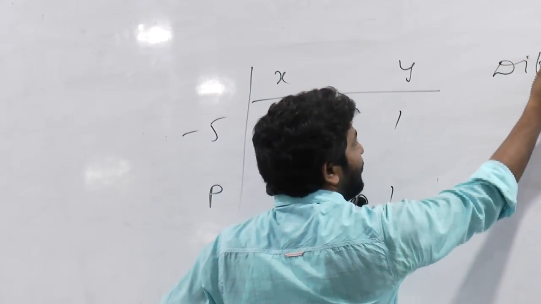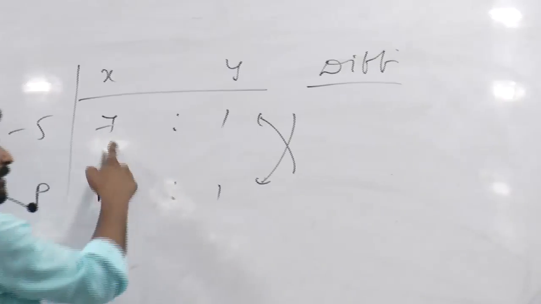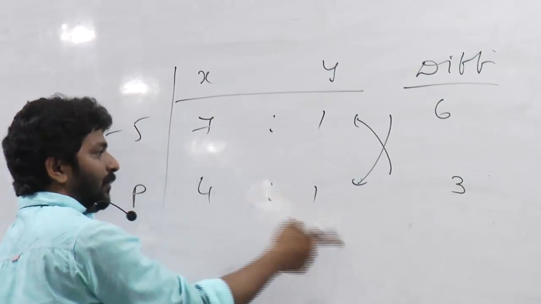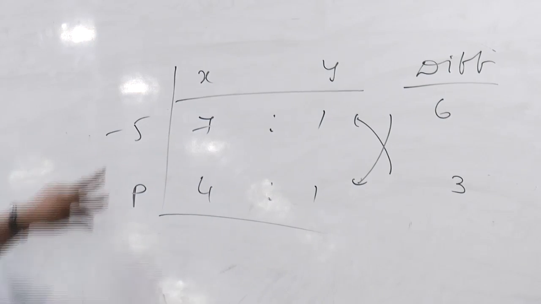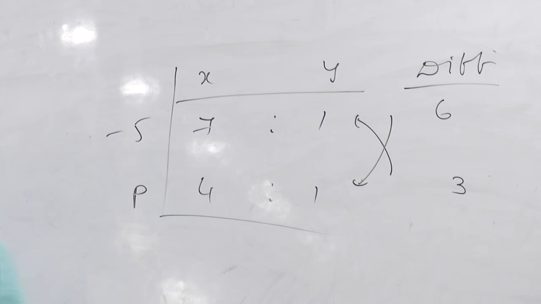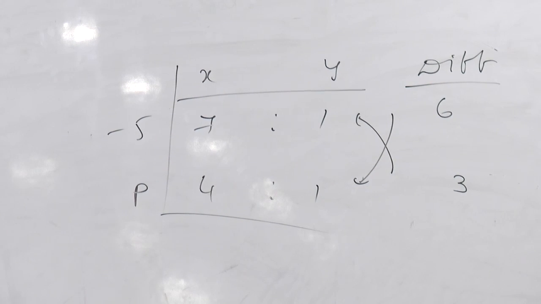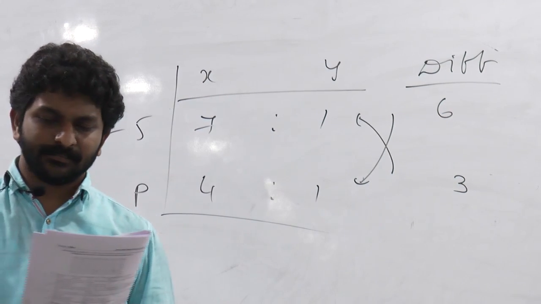Take the difference and then go for cross multiplication. The difference is 6 here and it is 3 here. Once you go for cross multiplication, you will get equal difference. That will be equal to 5 years. Next. What is the answer for this then? 1 and 2 both are required. Yes or no?